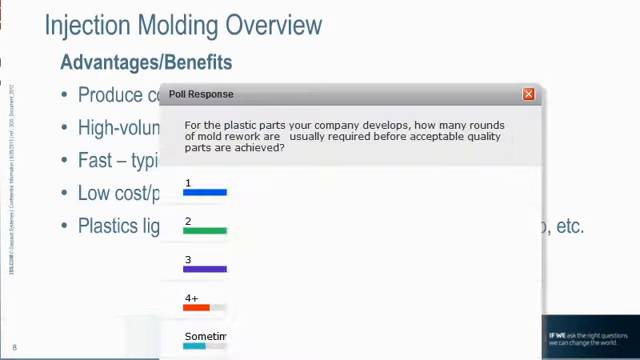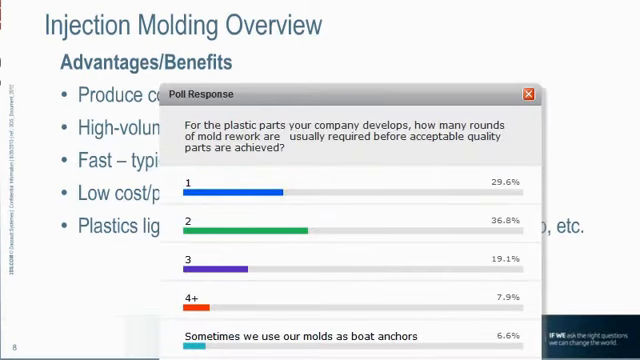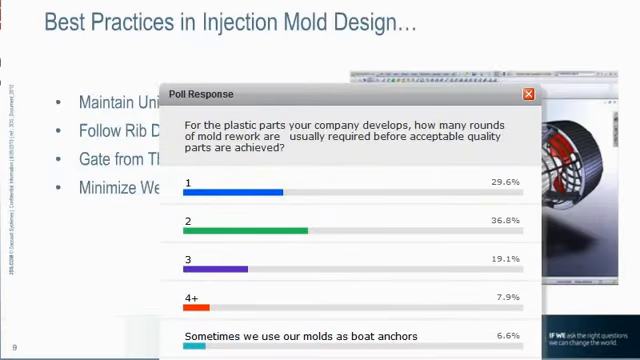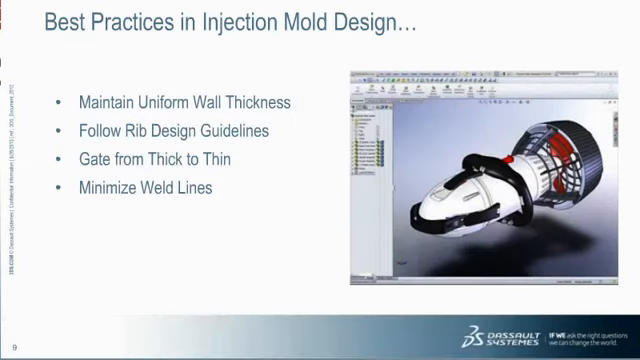So now what we're going to do is, again, talking about best practices in injection mold design from a plastics point of view. Some of the high-level topics we're going to cover this afternoon. You want to maintain uniform wall thickness, follow some nice rib design guidelines we're going to present to you, gate from thick to thin, and minimize weld lines.